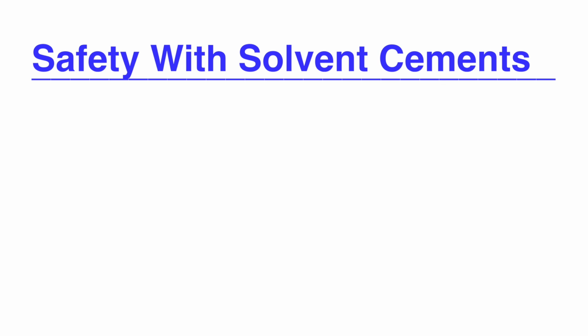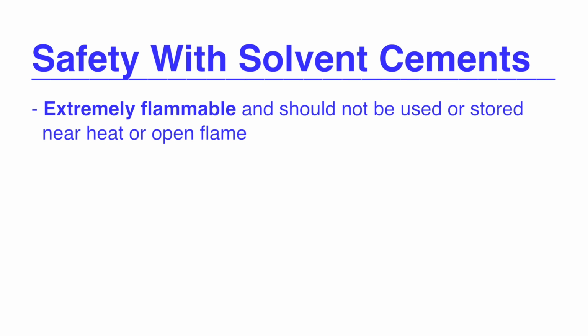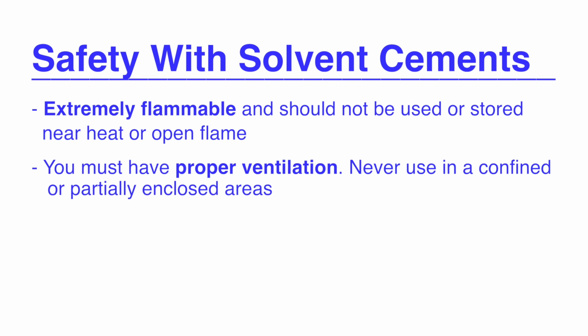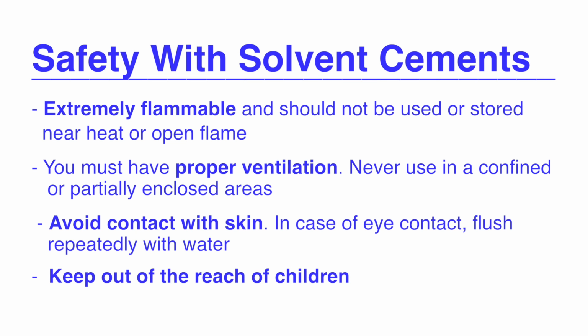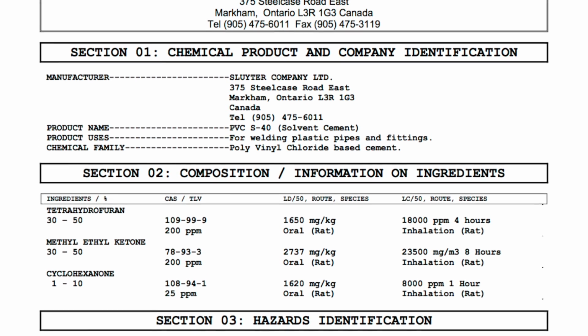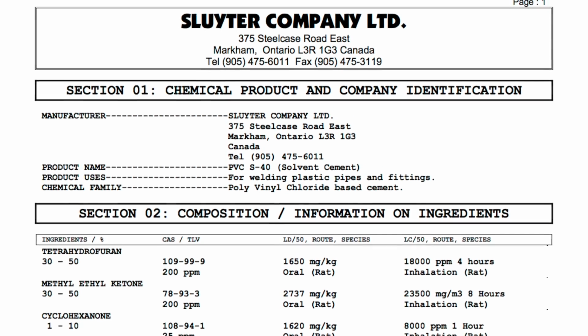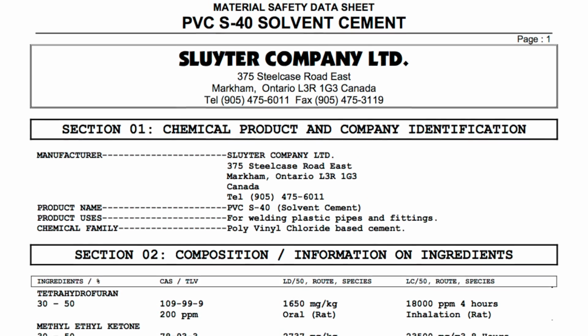Safety is always our first priority on any job site. When handling any solvent cements, you must handle with care. Solvent cements are extremely flammable and should not be used or stored near heat or open flame. You must have proper ventilation. Never use in confined or partially enclosed areas. Avoid contact with skin. In case of eye contact, flush repeatedly with water. And keep out of the reach of children. For more information on potential hazards and how to work safe with this product, refer to the Material Safety Data Sheet.